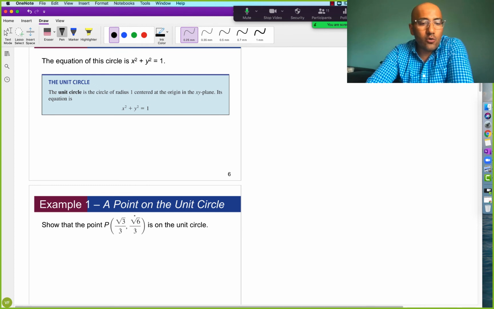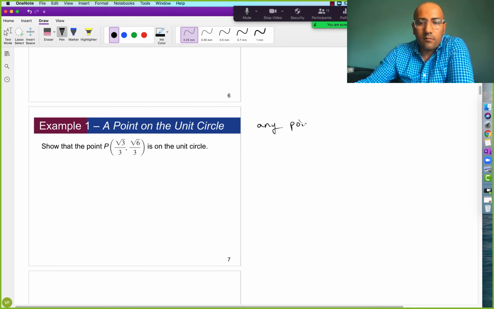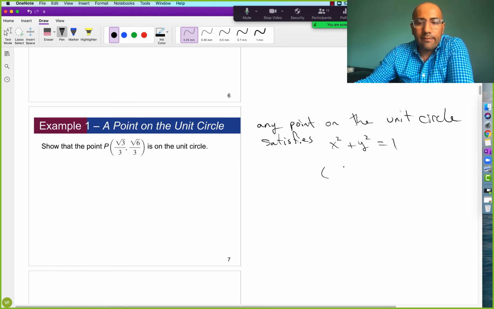So for example, show that this is a point on the unit circle. In order to show that this is a point on the unit circle, it must satisfy the equation. Any point on the unit circle satisfies the statement x squared plus y squared equals 1. Blank squared plus blank squared equals 1, where the first blank is this x value and the second blank is the y value.